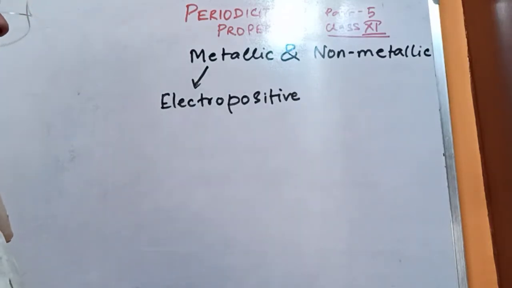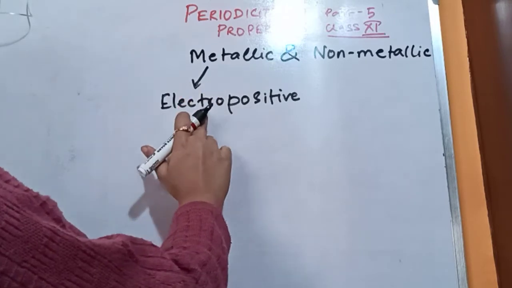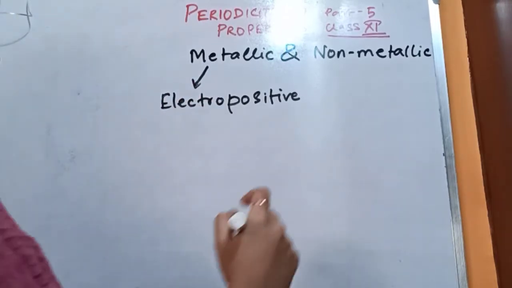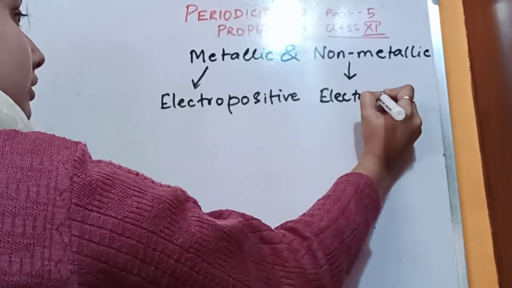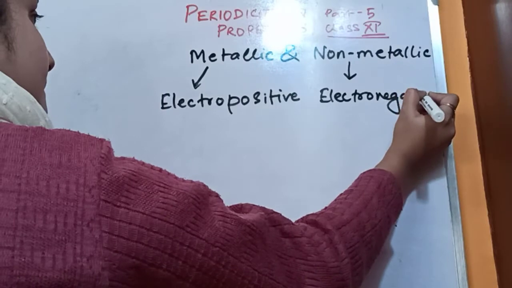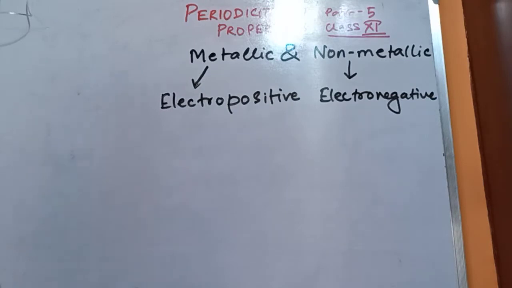It means the elements which will lose electrons in order to become stable, to form positively charged ions called cations. So this is electropositive nature. And what is non-metallic? Non-metallic is electronegative nature. So metallic character is electropositive and non-metallic character is electronegative.